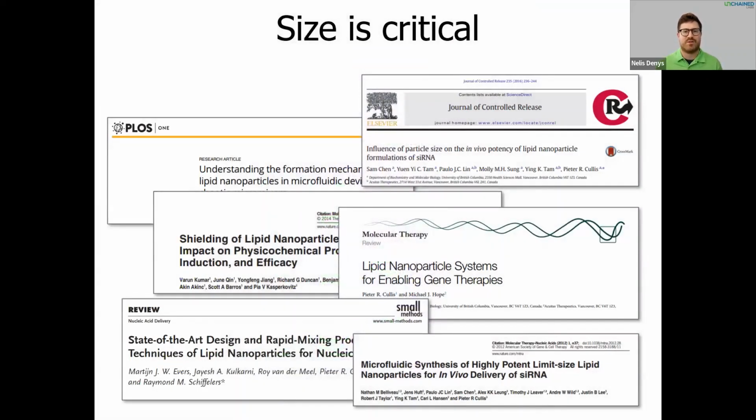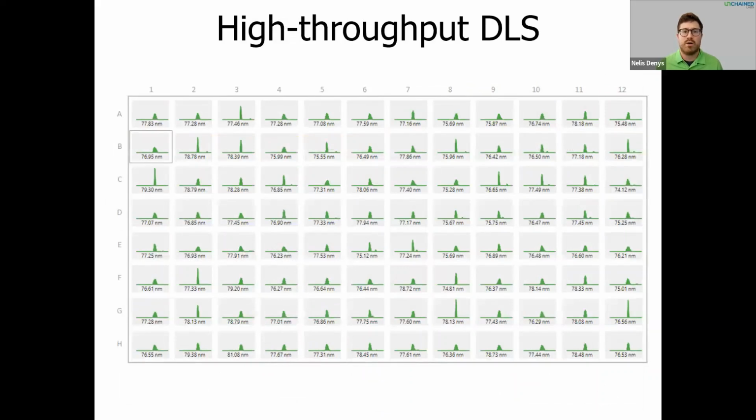So LNP size is critical to the performance, as I said before, so throw a stick in the literature and you'll hit a paper with LNP size data, often showing the link between size and the effective dose needed. Now, on Stunner, you can do 96 at a time. We're looking at intensity distribution here for a whole plate of nanoparticles, with a z-average diameter noted directly below each distribution.